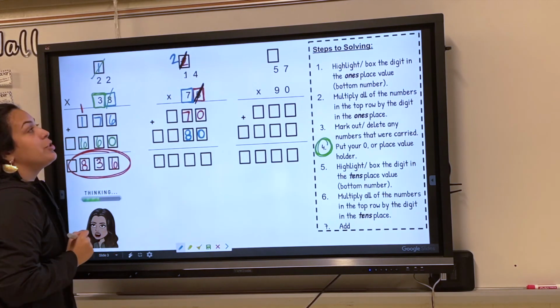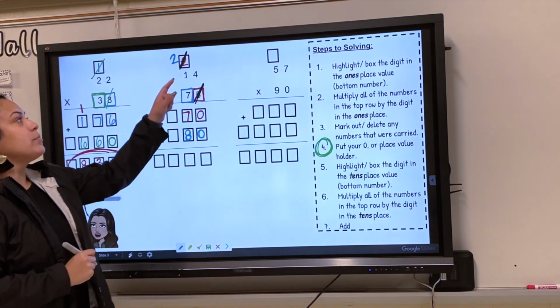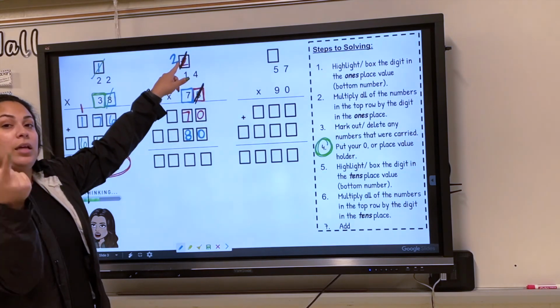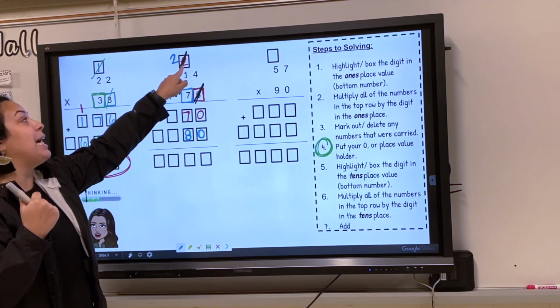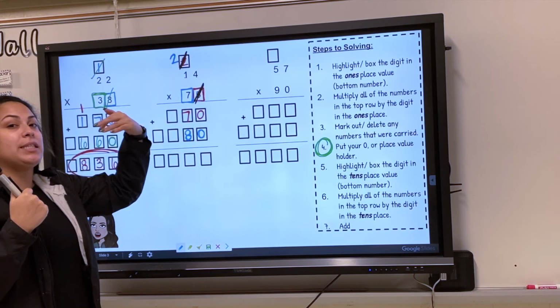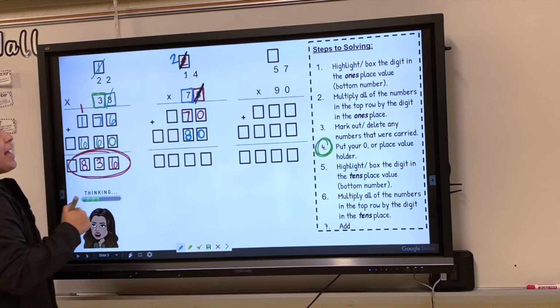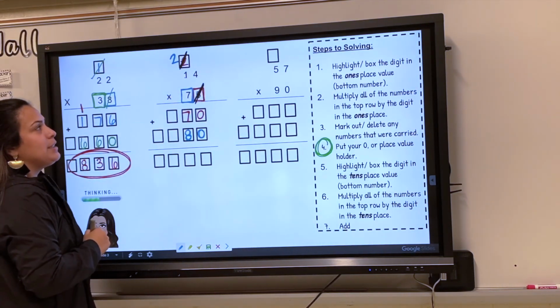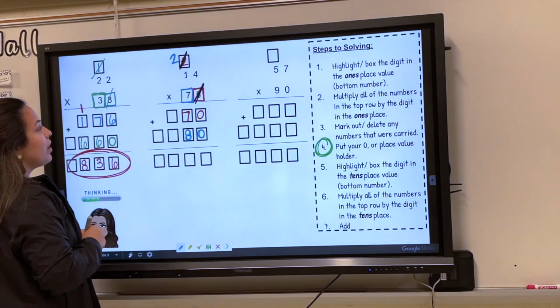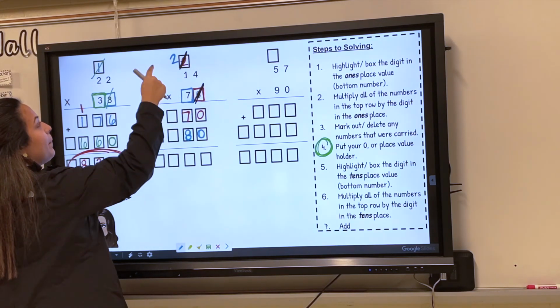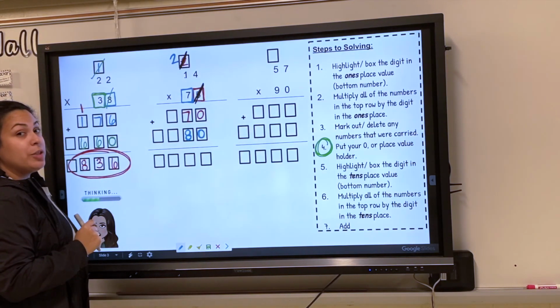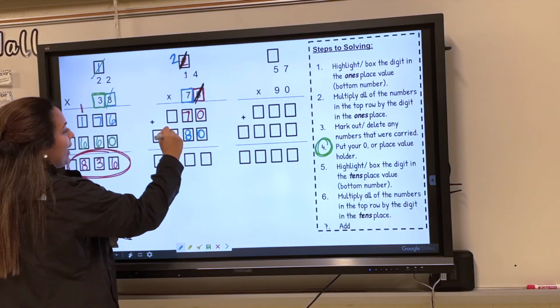If you are doing this on the computer, you should have already erased or deleted that first 2. So it should be easy for you to put the other 2 in there. And then you do 1 times 7 is 7. And then 7 plus 2, because that's the 2 I carried, is 9.